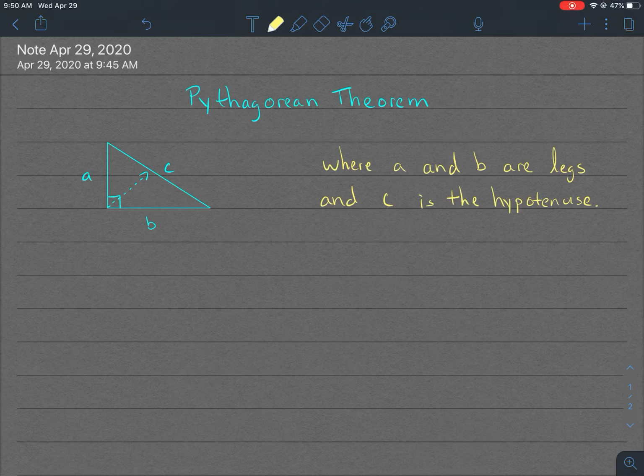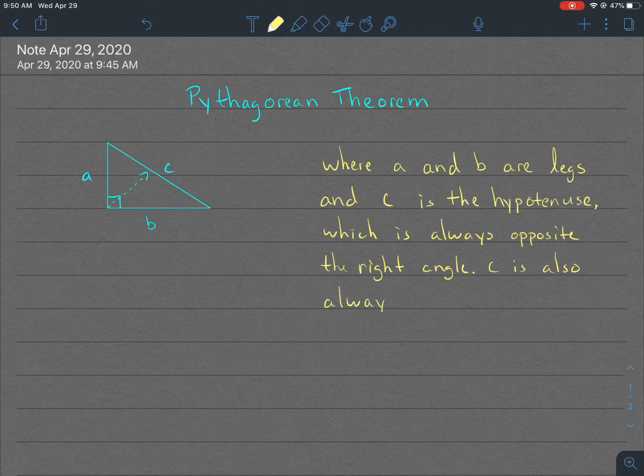The hypotenuse is always opposite the right angle. And then also don't forget, C is also always the longest side.